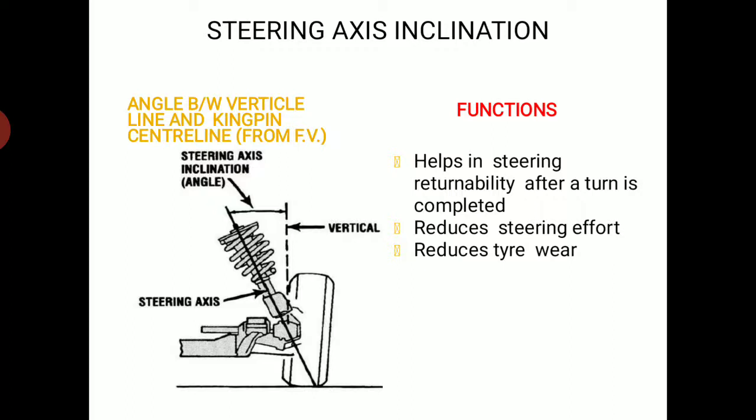Kingpin center line, I already told you what that kingpin is. Below that there is one joint, or one pin inserted between the tire and the steering shaft, that is called the kingpin. It helps in steering returnability. When I turn the steering either left or right, it will try to return. The steering wheel will try to return to its original position after completing a turn. It reduces the steering effect and reduces tire wear. That is what the steering axis inclination does.